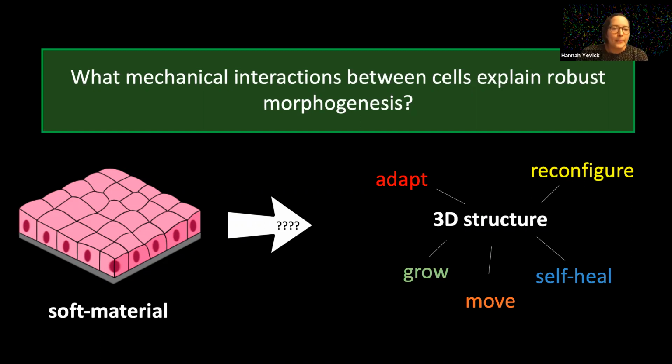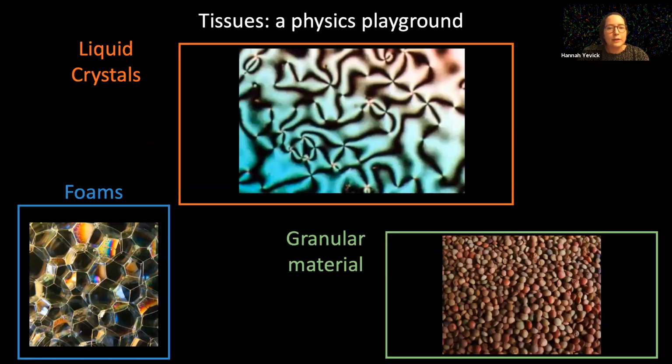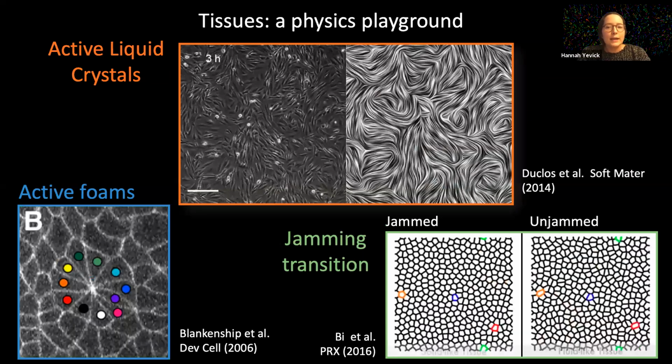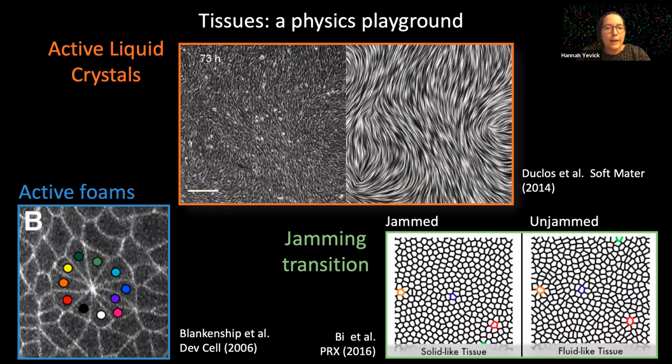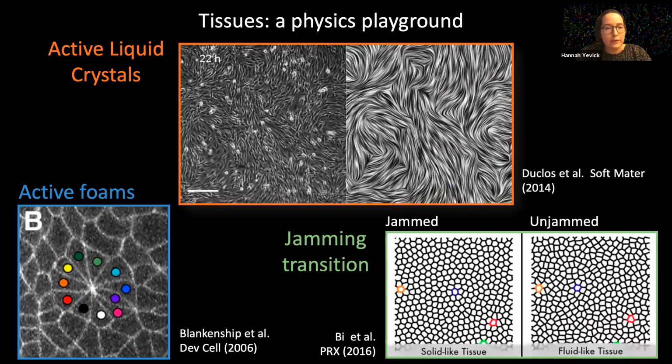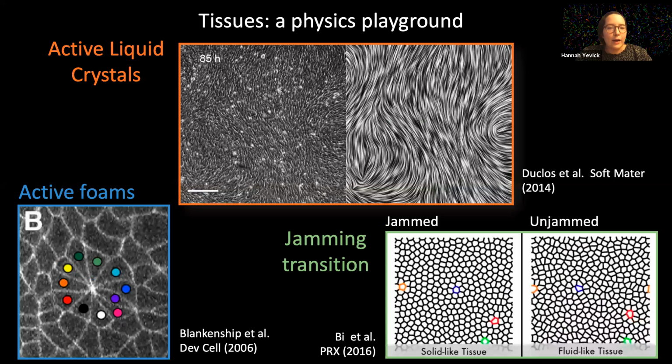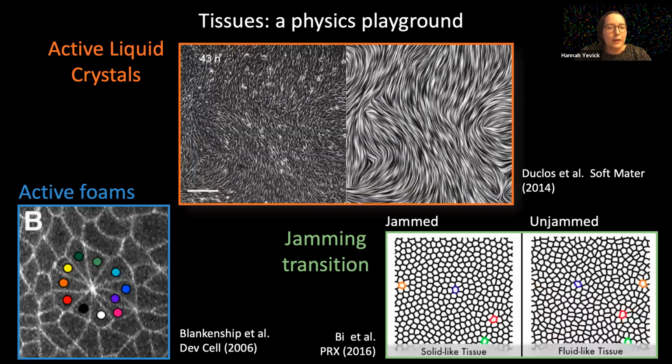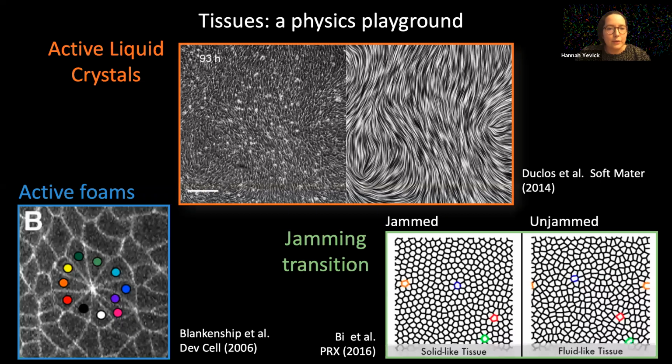So when thinking about a tissue as a soft material, diverse models and concepts from soft condensed matter physics have been successful in describing material properties of tissues in different contexts, where in some situations, tissues are better described as liquid crystals, in other cases, foams, or even as granular material. But what's exciting is that tissues themselves are active, and so they're inherently out of equilibrium. And so they really present a playground for thinking about new and interesting out of equilibrium physics.